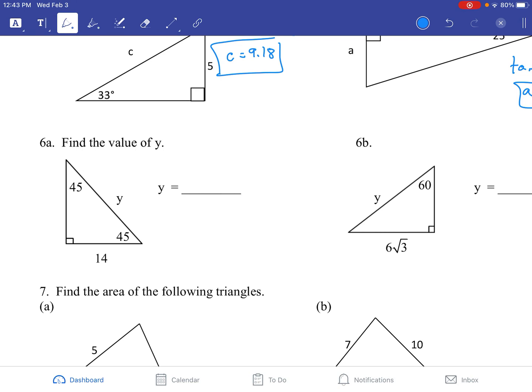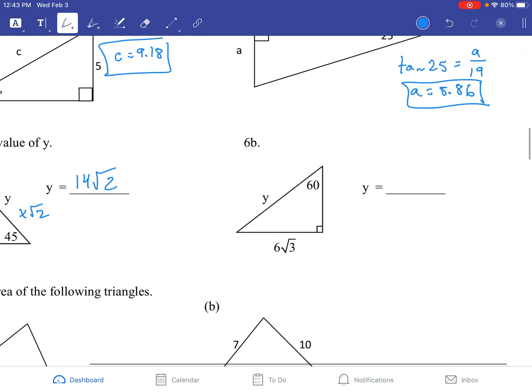So we're looking, using the sides that you're given, to find the exact answers, okay? So in a 45, 45, 90, this is the x side. This is also x, which means this is x root 2. If x is 14, then y is 14 root 2.